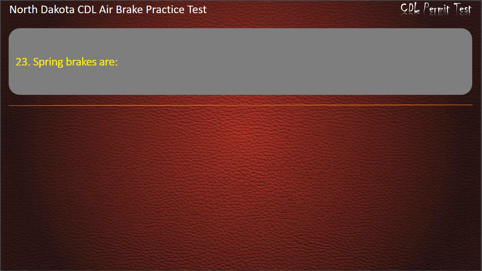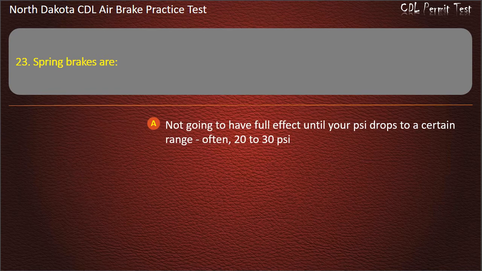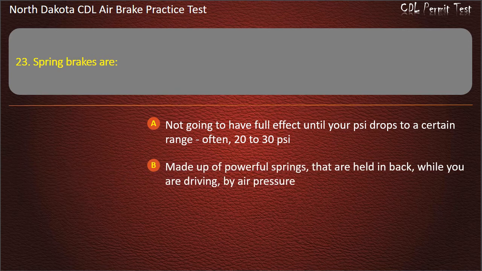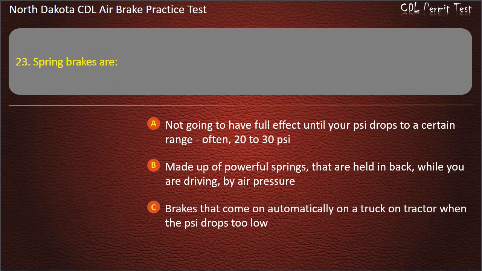Question 23. Spring brakes are not going to have full effect until your air supply drops to a certain range, often 20 to 30 pounds per square inch. Made up of powerful springs that are held back while you are driving by air pressure. Brakes that come on automatically on a truck or tractor when the air supply drops too low. All of the above. Answer. All of the above.